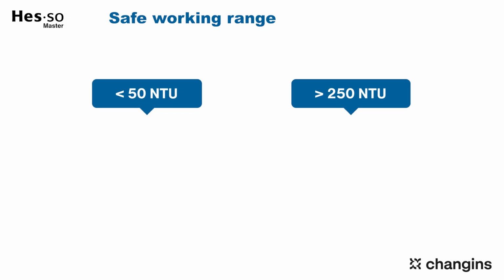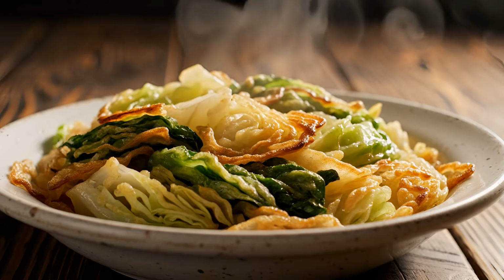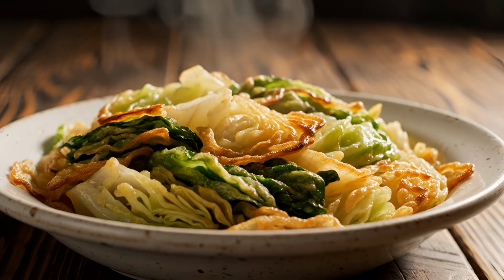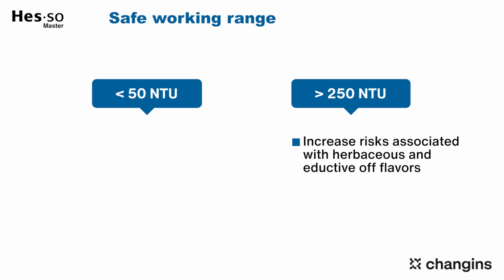Above 250 NTU, the risks associated with herbaceous and reductive off flavors increase significantly. These include sulfur-related compounds that can give rise to cooked cabbage or hydrogen sulfide-like notes, clearly undesirable in the final wine. Below 50 NTU, however, the consequences are equally problematic.